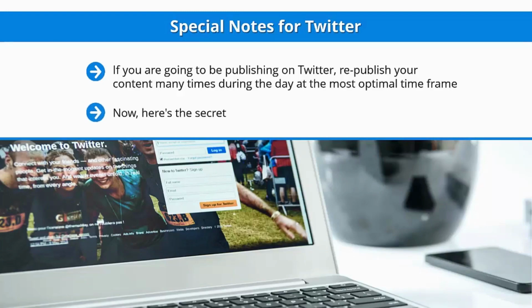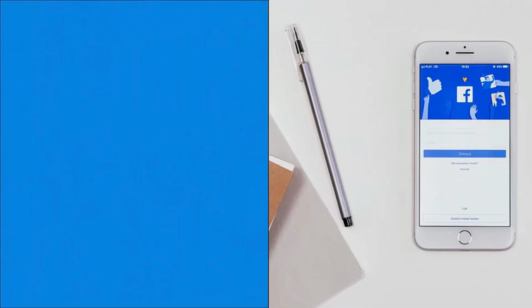Now, here's the secret. Set up your automated content publishing tools to tweet out your best content many times during that time frame, but you also have to rotate different hashtags. This way, you can reach different people looking for hashtags that are related to different subsegments of your niche.